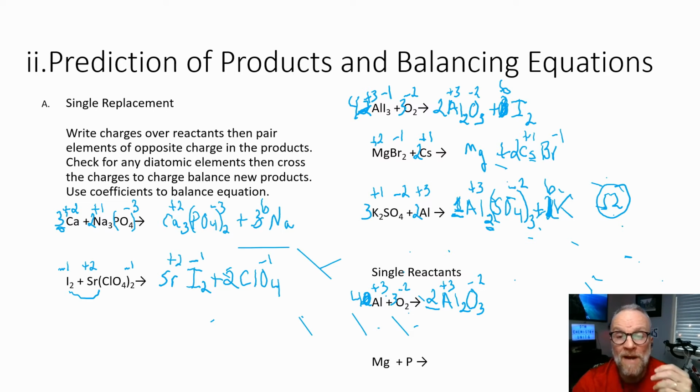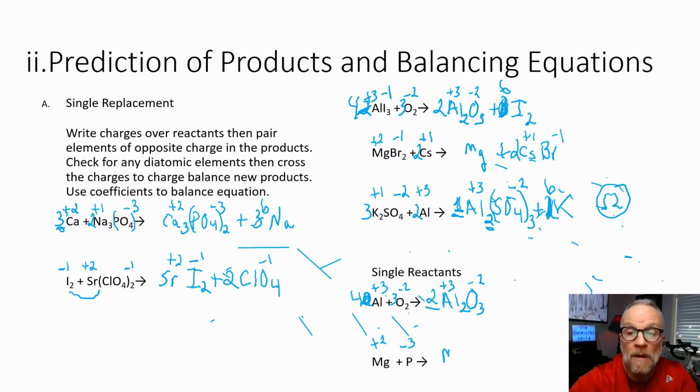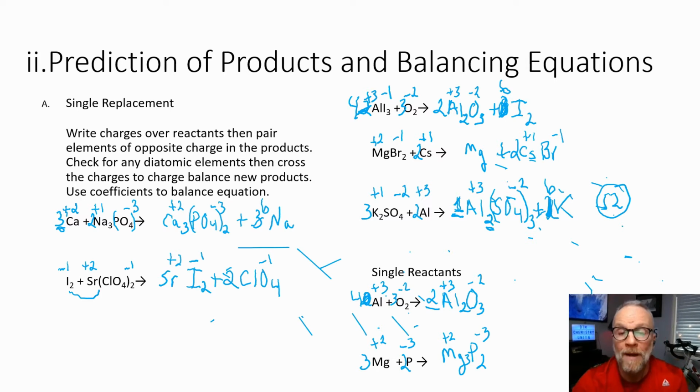Magnesium and phosphorus reacting together. Magnesium is +2, phosphorus is -3. So we have Mg, P, +2 minus 3. So we've got a 3 here and a 2 here. 3 and 2. And I believe that balances that one. That one's nice because it was easy to balance. So 3 magnesiums, 2 phosphorus, and 2 phosphorus. So in the next slide, we will do double replacement reactions, predicting products and balancing, and the same steps apply.